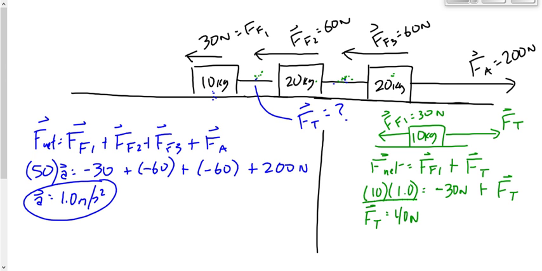How many people got 40? Okay, if you got 40, did you do it this way? Anybody do it a little bit differently? We could have analyzed this and found this tension, and then we could have analyzed this, knowing this tension, to find this one. But it would have been twice as much work on the second half of this. Okay, not wrong, not worse, just more work.